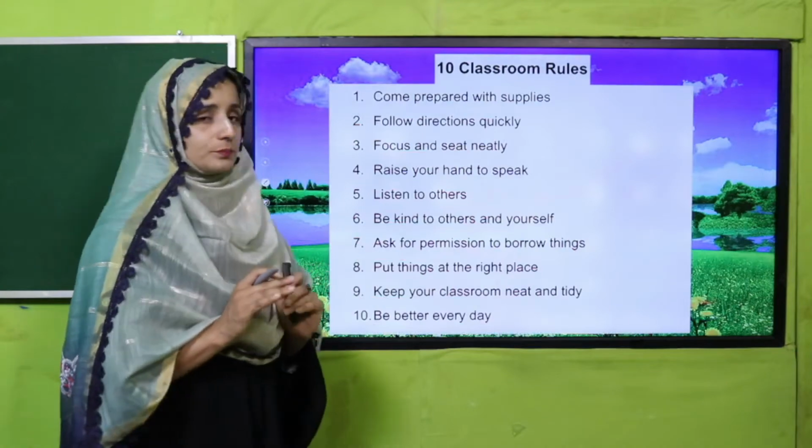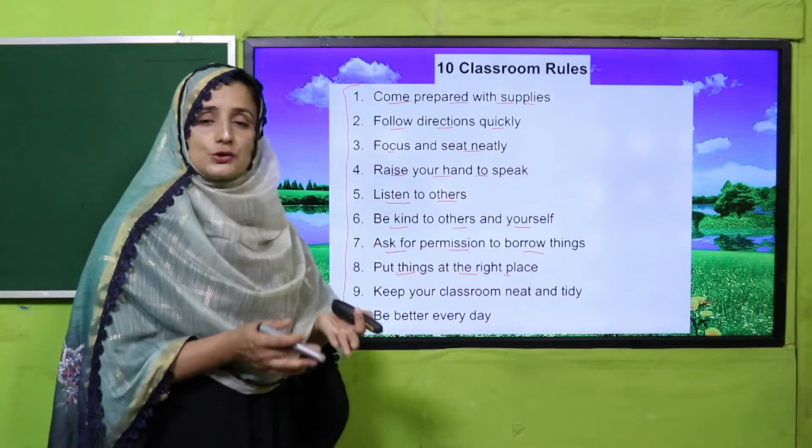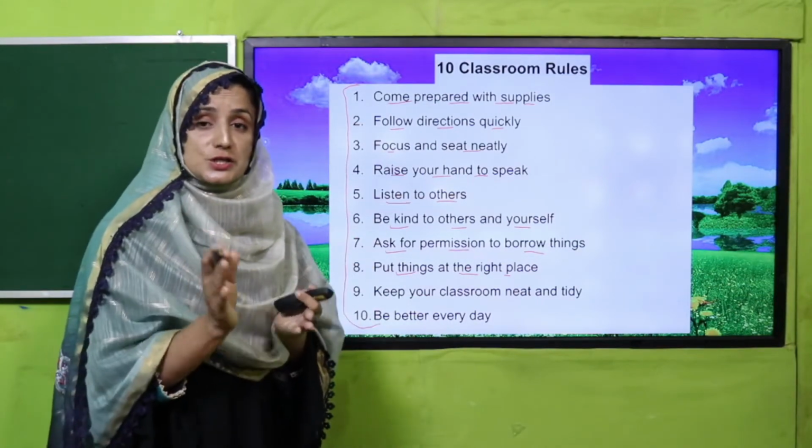See there, next, classroom rules. I have shown there classroom rules that the teacher has made for you. Okay, 10 rules like come prepared with supplies, follow directions quickly. Number 3 is focus and sit neatly. Raise your hand to speak, listen to others, be kind to others and yourself. Ask for permission to borrow things. Put things in the right place. So these are our instructions, my dear students, and these are related to how you have to behave in your class. These instructions are prepared by your teacher and you have to follow them. Such things are called instructions and directions.